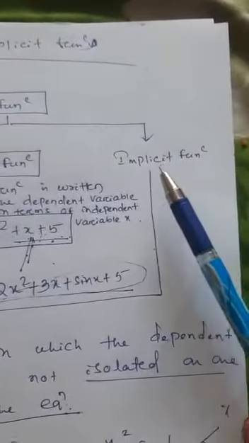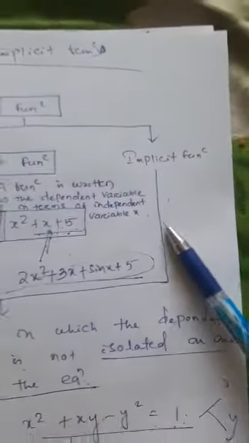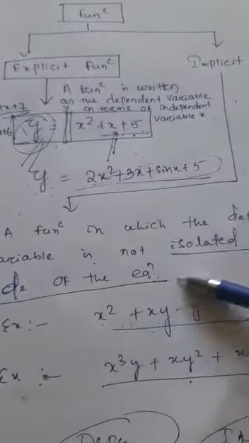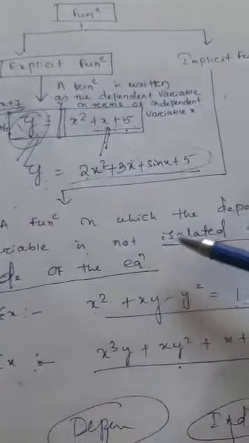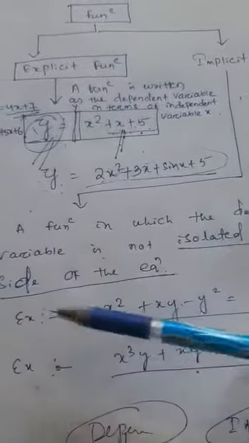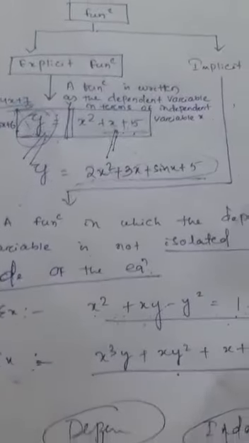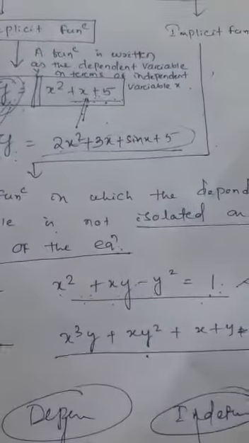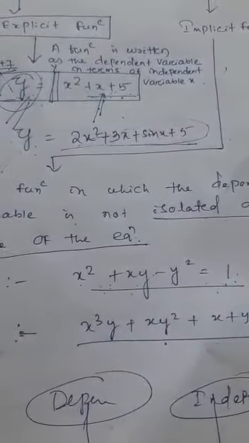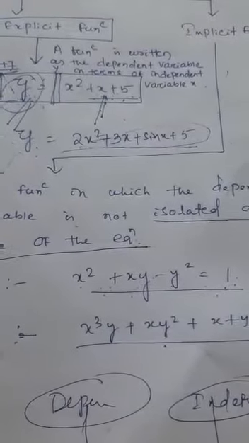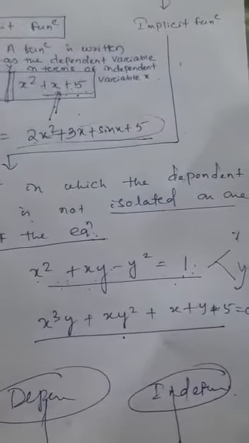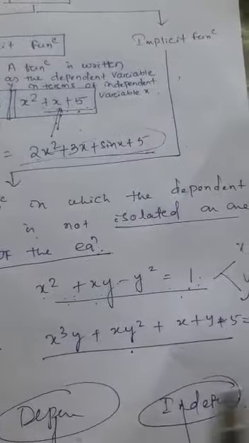Now it comes to implicit function. First of all, the definition: a function in which the dependent variable is not isolated on one side of the equation. If we cannot represent the dependent variable and independent variable on either of the sides, then it is considered a case of implicit function. What is the meaning?